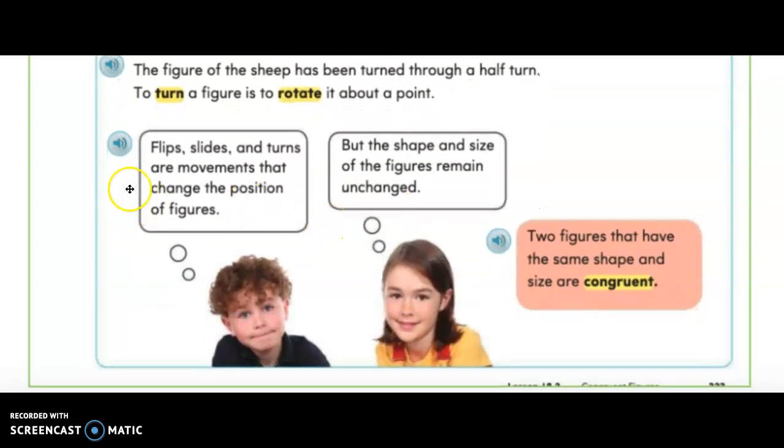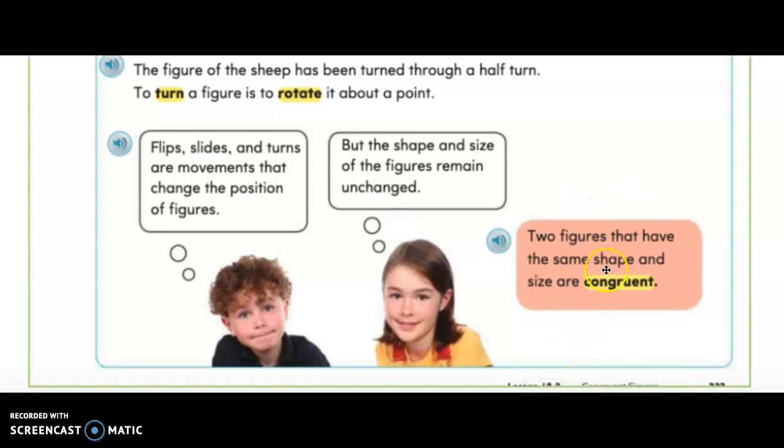So we've done flips, slides, and turns are movements that change the position of figures, but the shape and size of the figures remain unchanged. So that's the biggest thing. The shape and the size of these figures is not changing. The only thing that is changing is where it is located.